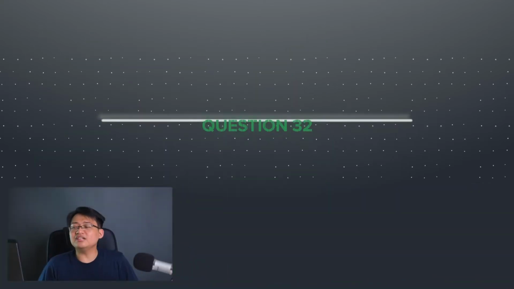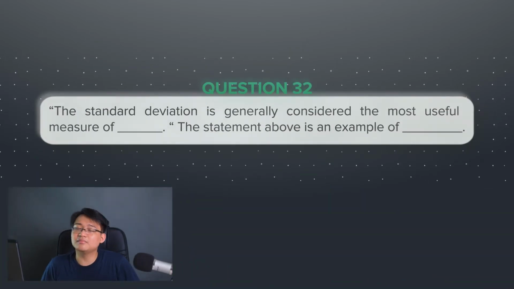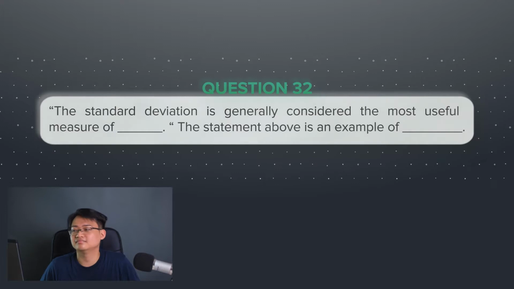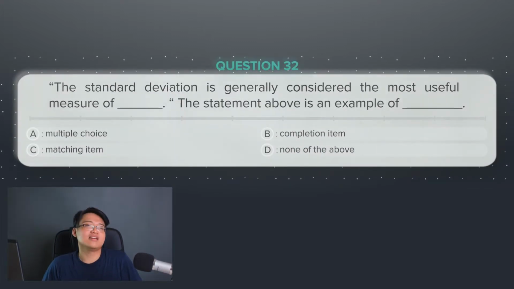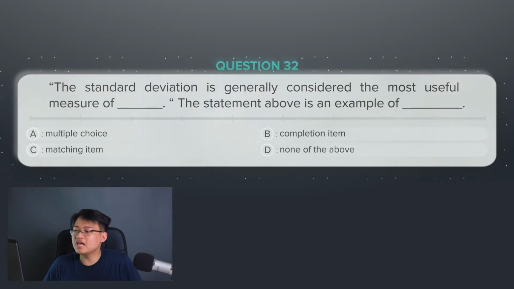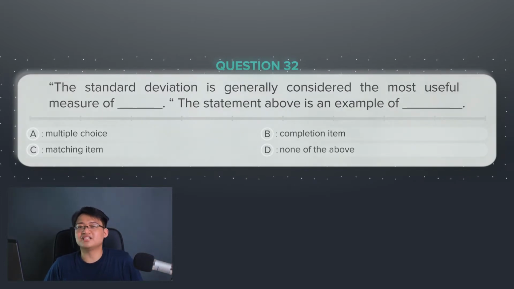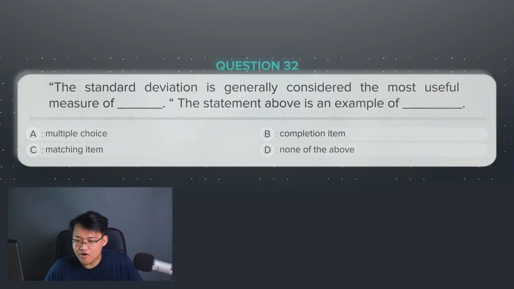The standard deviation is generally considered the most useful measure of blank. The statement above is an example of blank. A, multiple choice. B, completion item. C, matching item. Or D, none of the above.